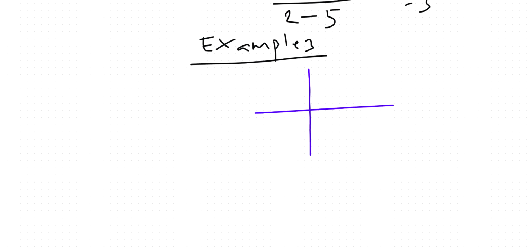This is my coordinate plane, and this is my y axis, and this is my x axis. So now I have a line, maybe a line like this. This is a point. I have a point here. I have a point here.